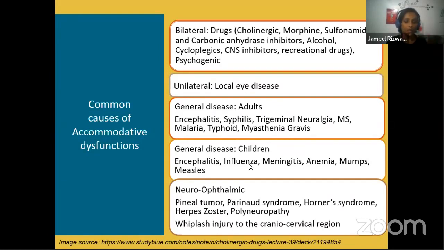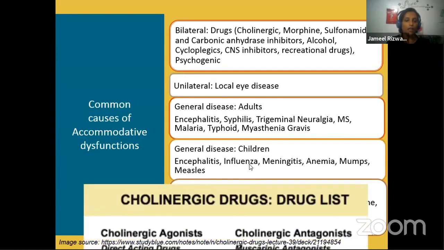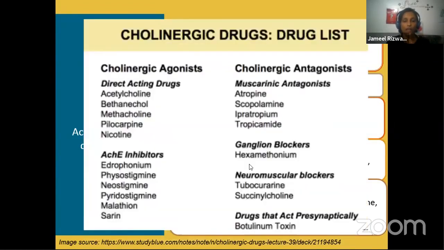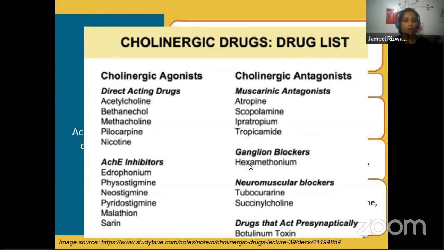especially any kind of injury to the craniocervical region, because as we know the sympathetic pathway runs through the cervical region, it's important that there is no injury in general, overall to the head, or any kind of injury to the craniocervical region. And this is a list of drugs. Usually we print out the list of drugs and put it in the clinic. In case a patient says that he is on a specific drug and you're really not sure, you can take a look at this list and see if any of these drugs is on the patient's list, and that can impact accommodation.